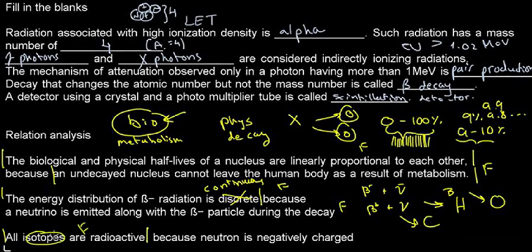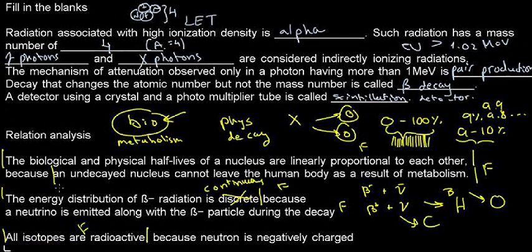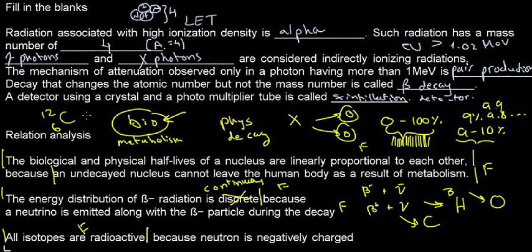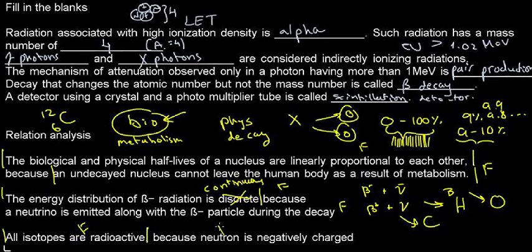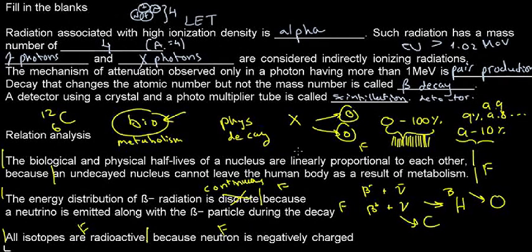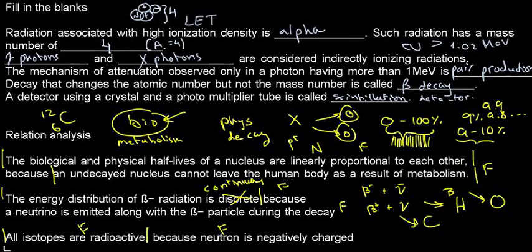And by isotopes, any element has isotopes. It doesn't mean that an isotope is radioactive. Carbon 12 that I have in my body a whole lot is an isotope. It's not radioactive, but it is an isotope. Because neutron is negatively charged, right out of the bat, hopefully this sounds stupid to you, because in the nucleus we have neutrons and protons. Protons are positively charged and neutrons have no charge. They're neutral. All right. Moving on.